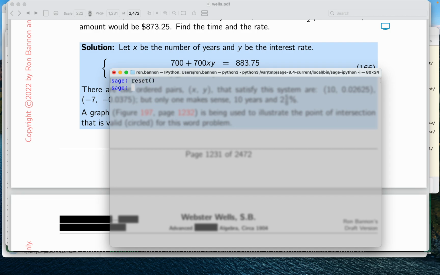And again, if you've been following my other videos with respect to Sage, you've got a pretty good idea. Now I'm going to define two variables, x and y. I'm going to say x is a variable, and I'm going to say y is a variable.